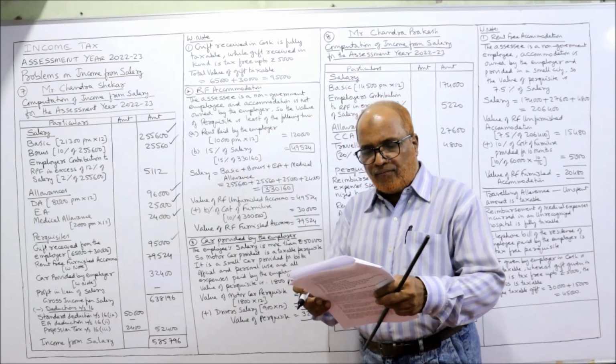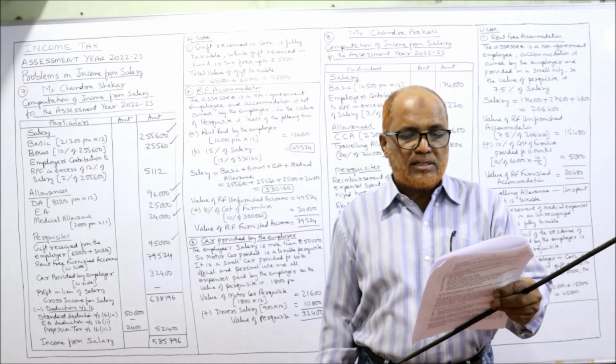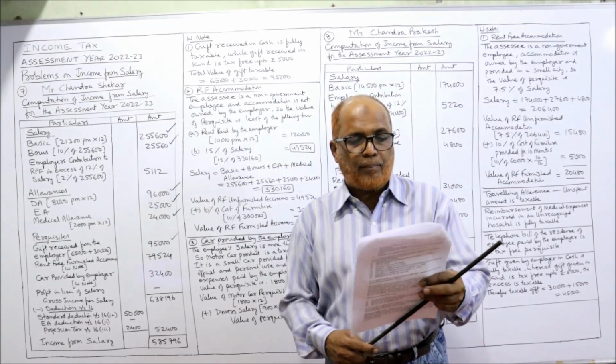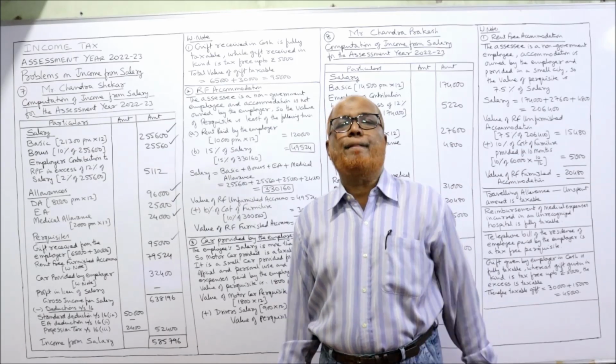Now, rent-free furnished accommodation is provided in Pune city, population 37.56 lakhs, for which rent paid by the employer is 10,000 per month, and the cost of furniture provided is 3 lakh.